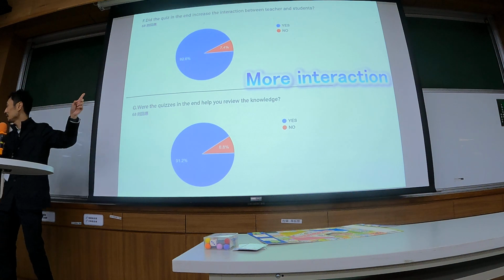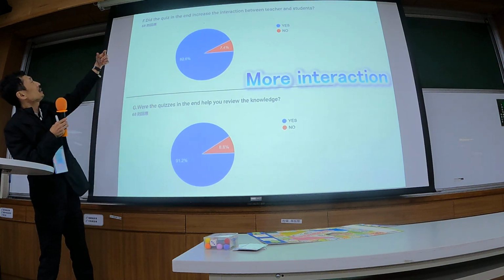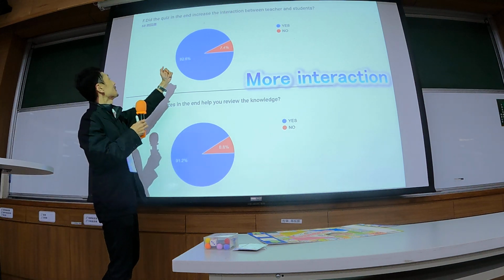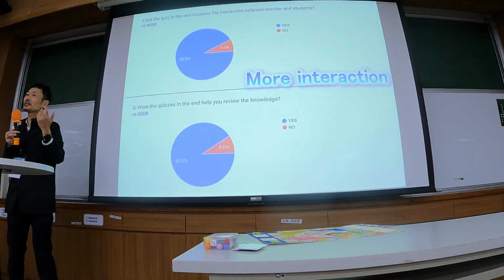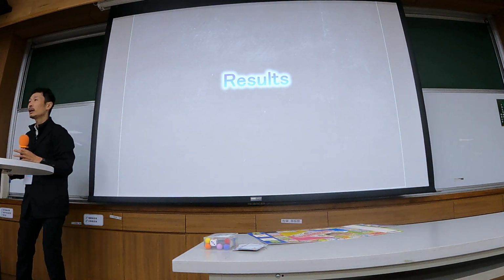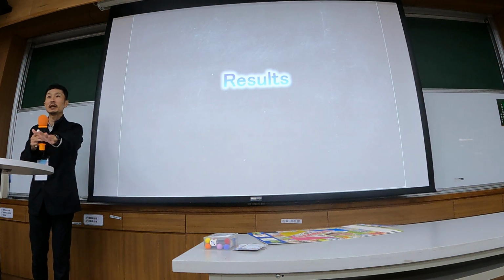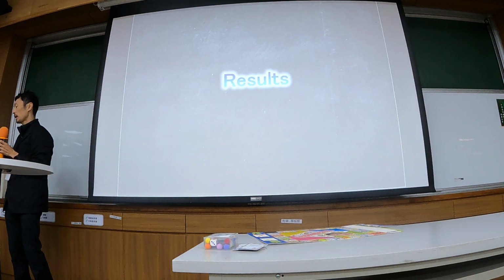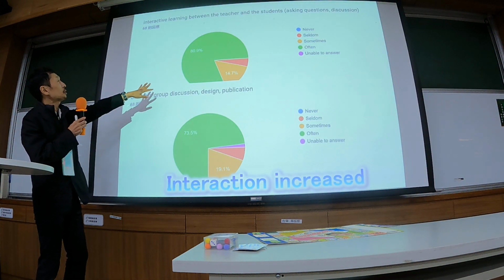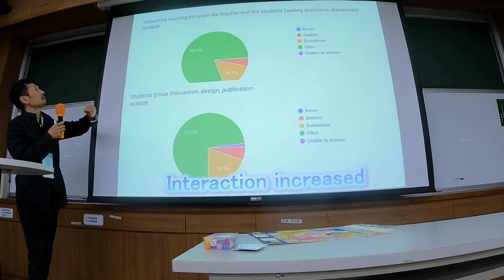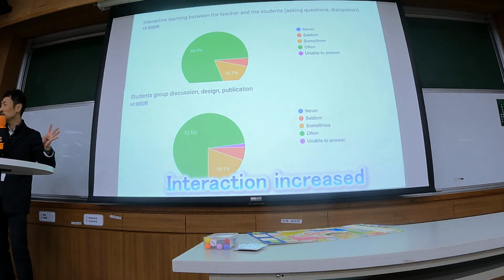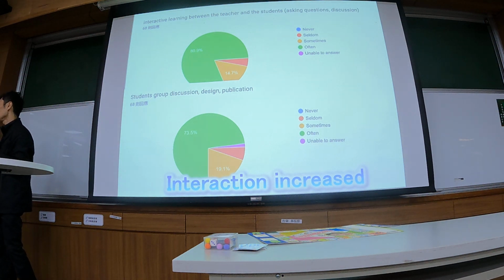I should have said that here. I asked the question: did the quiz at the end of the class increase the interaction? And 92% of students said yes. So it was good, successful. At the end of the semester, I did a questionnaire to get students' opinions. A lot of students, 80%, said the interaction between teacher and students was good in my class, so that's good. That's one of the purposes of this experiment.